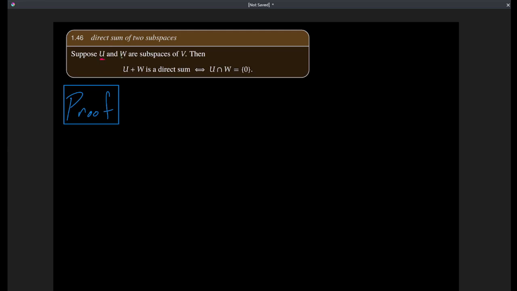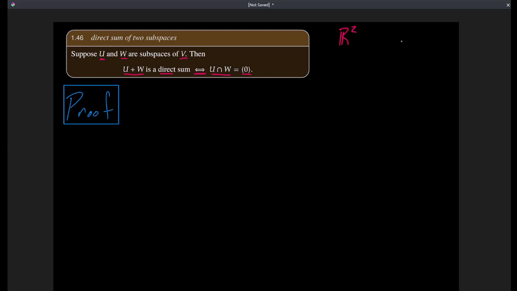So let's suppose that U and W are subspaces of V. Then the sum of U and W is direct if and only if, the two-sided arrow right there, U intersect W is 0. So the only time you have a direct sum of two subspaces is precisely when they only intersect at 0. Here's kind of the nice way of thinking about this.